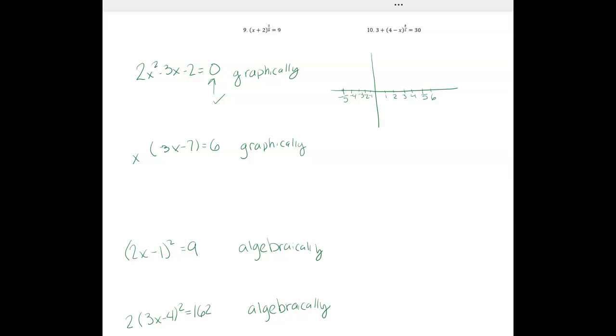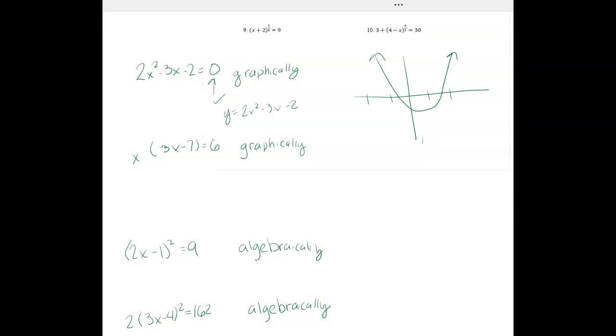The next thing I'm going to do is type this into my calculator. I'm literally going to type into my y equals button this exact equation: 2x squared minus 3x minus 2, and that is exactly what I'm going to type in. I am not going to type in that equals 0 because the calculator has already assumed that it equals 0. Alright, from here you should get a graph that looks something like this.